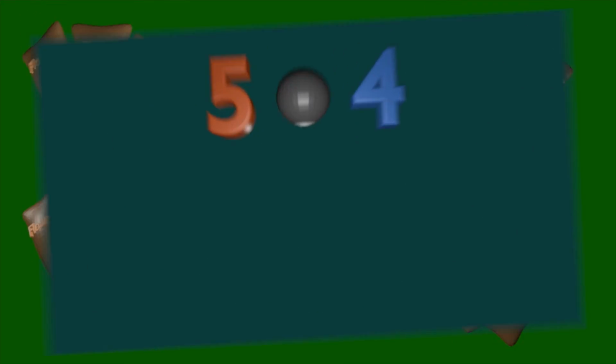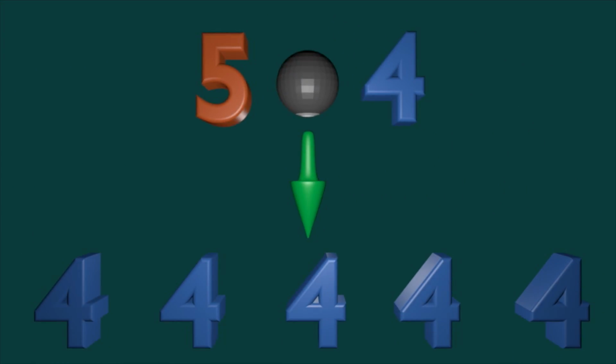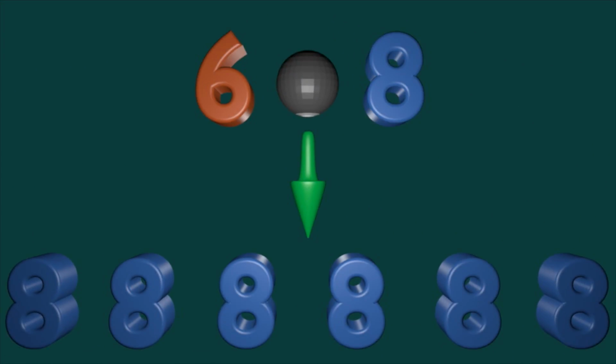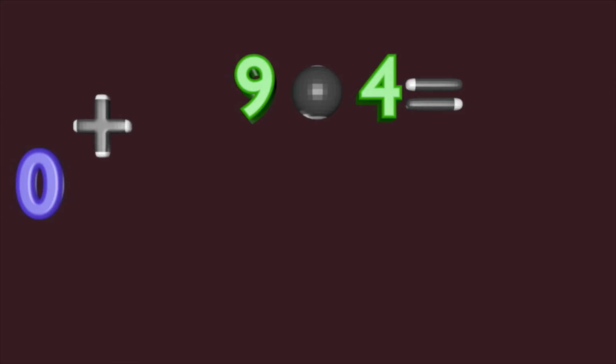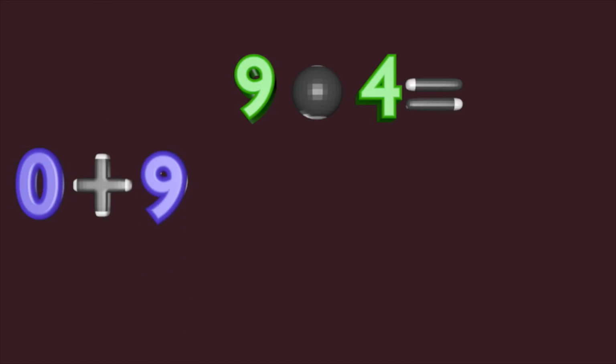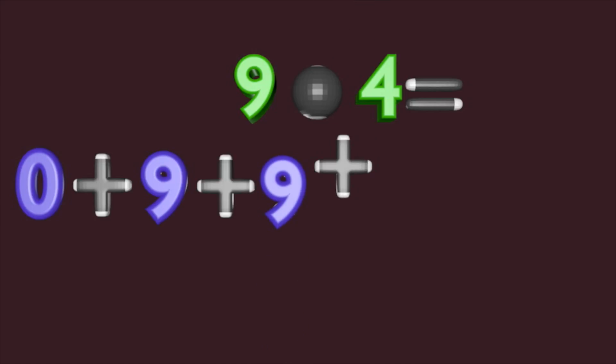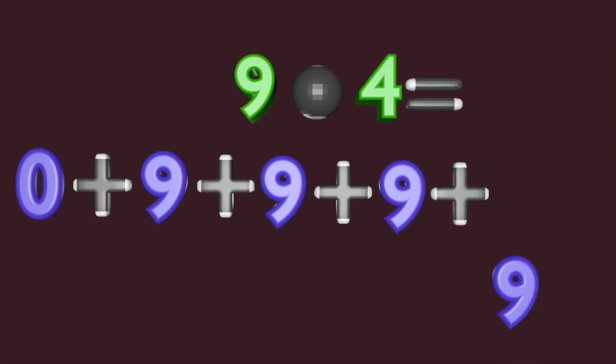All multiplication is making groups of something, like 5 times 4 is 4 groups of 5, and 6 times 8 is 6 groups of 8. To get the answer to a multiplication with two single-digit numbers is by adding your first number to 0 your second amount of times. So 9 times 4 is 0 plus 9 plus 9 plus 9 plus 9.